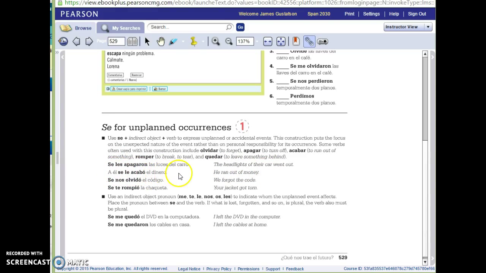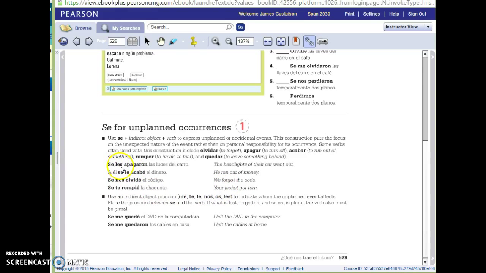"A él se le acabó el dinero." The money ran out on him. It's "le" because it's him. He ran out of money. Here it's "les" because their car had the problem. "Se nos olvidó el código." The code, literally, the code forgot itself on us. Right? It's we, it happened to us, that's why we have a "nos" here. "Se te rompió la chaqueta." Your jacket got torn. And it's "te" because it happened to you. Right? But all of these have the same pattern.